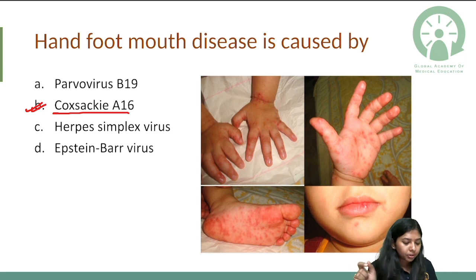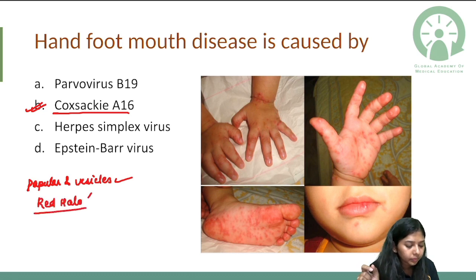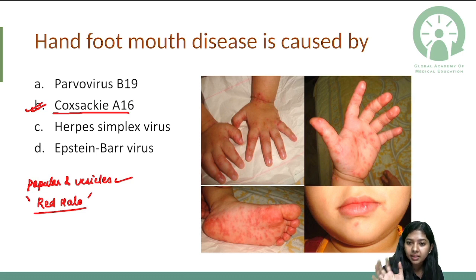What do you get? You get papular lesions and vesicular lesions. Papulovesicular lesions which have a red halo. So the morphology of the lesion will be papules and vesicles which have an erythematous halo. And where do you get it? You get it in the palms and soles. You get it in the oral, perioral area, oral mucosa. You get ulcerations, and you get it in the buttocks. So a child who is presenting with papules and vesicles with an erythematous halo in the palms and soles, in the buttocks area, you are looking at a case of hand, foot, mouth disease.